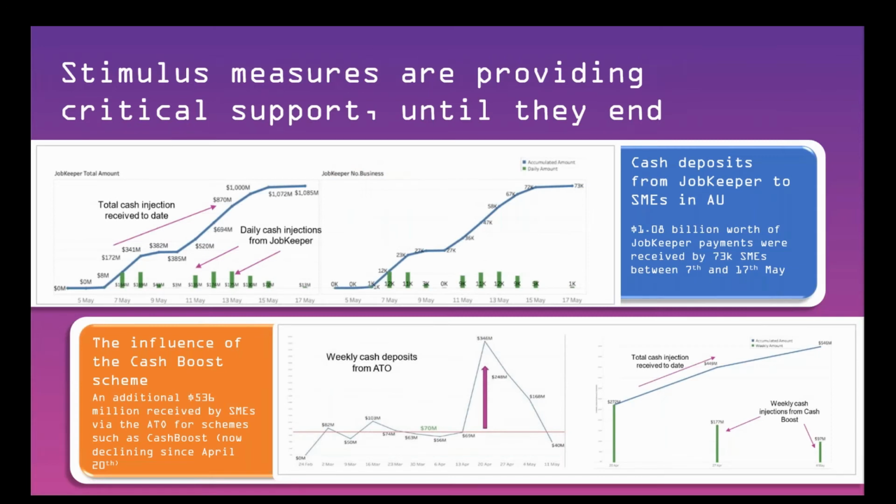The slide highlights the stimulus package numbers, which, as we've said earlier, has provided great support to businesses, but will not last forever. We can see that just on $1 billion was received by AU SMEs by 17th of May, paid to approximately 75,000 businesses. The bottom line of the data on this slide really points to a lot of companies being paid a material amount.